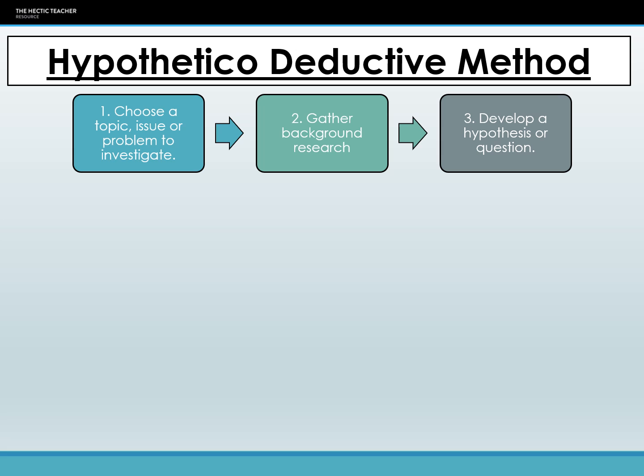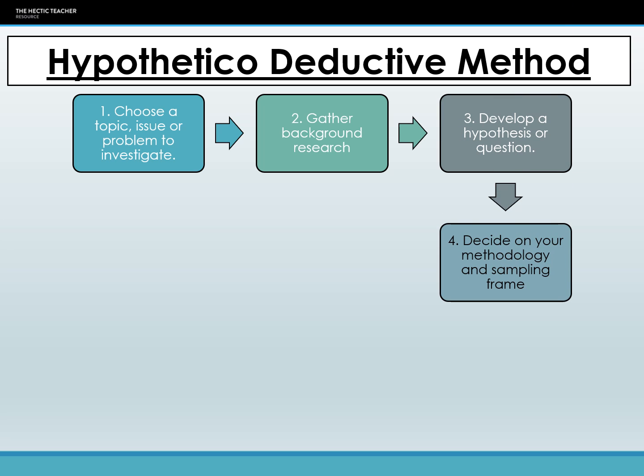Then the development of a hypothesis or question. So the positivists would prefer the development of a hypothesis, whereas interpretivists would prefer a research question that they can investigate and develop. Then deciding on methodology and sampling frame. Now, this is one of the areas that we will look at in a separate video. Both choice of methodology and sampling will be separate videos, but I'll give you a little bit of information about that when we get to that stage.